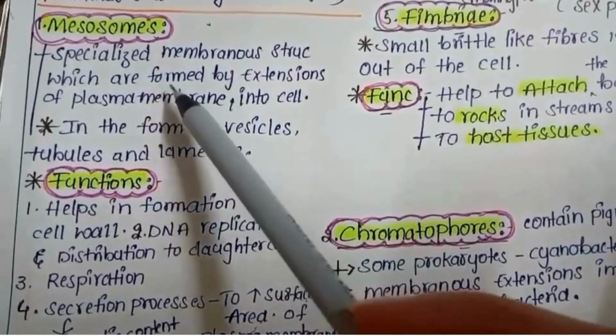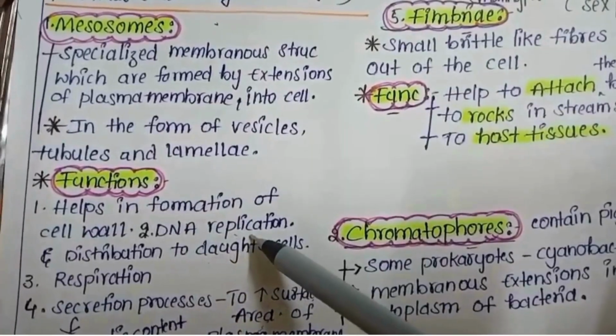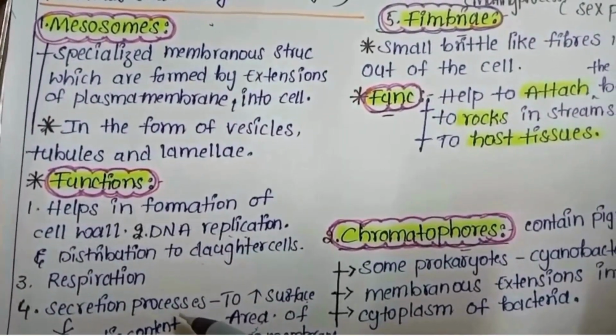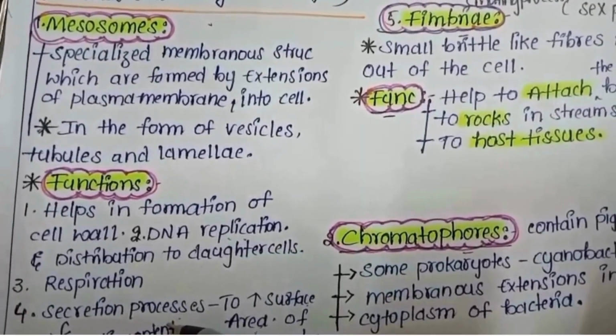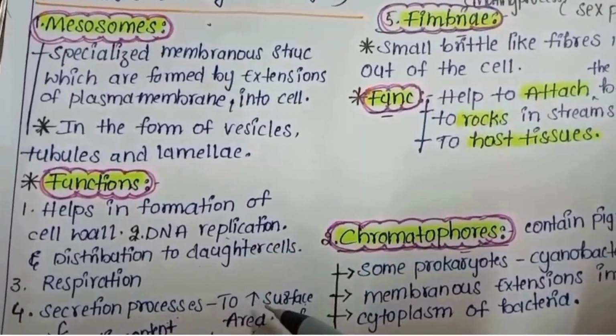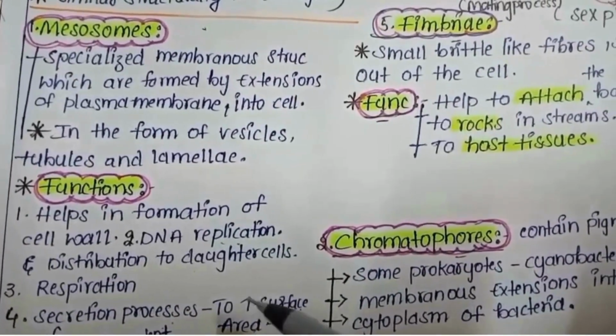These mesosomes help in formation of the cell wall and DNA replication, as they contain enzymes. They also help in secretion processes and increase the surface area of the plasma membrane.